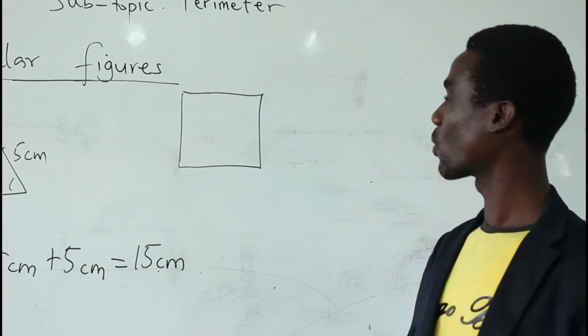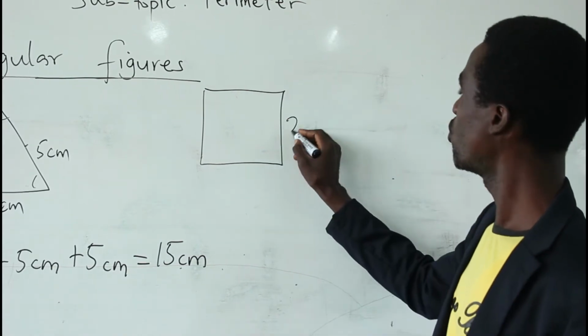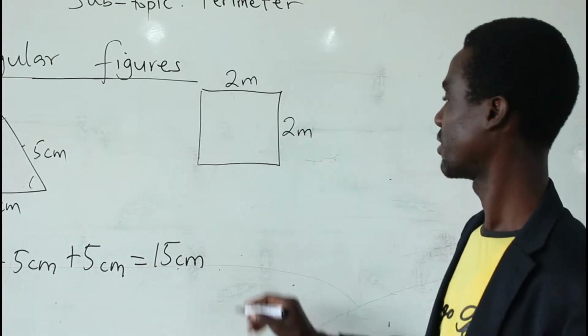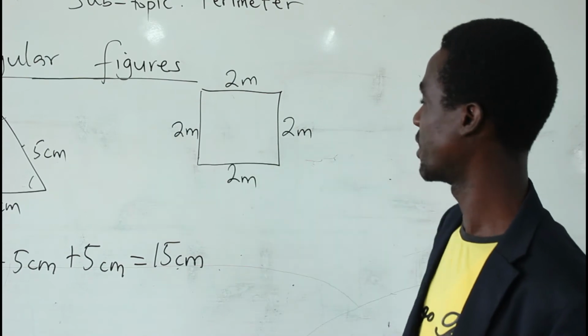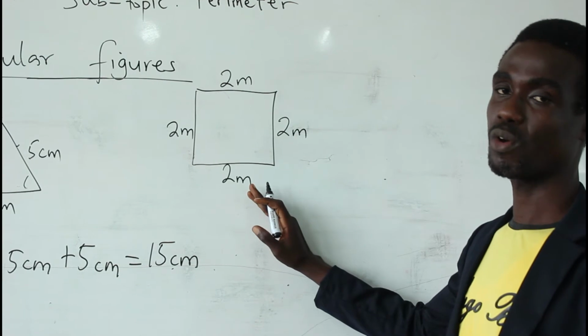So like you know, a square has all its sides and angles equal. So if I have 2 meters here, we are sure to have 2 meters here, another 2 meters here, and another 2 meters here. And finding the perimeter for this square wouldn't be difficult at all.